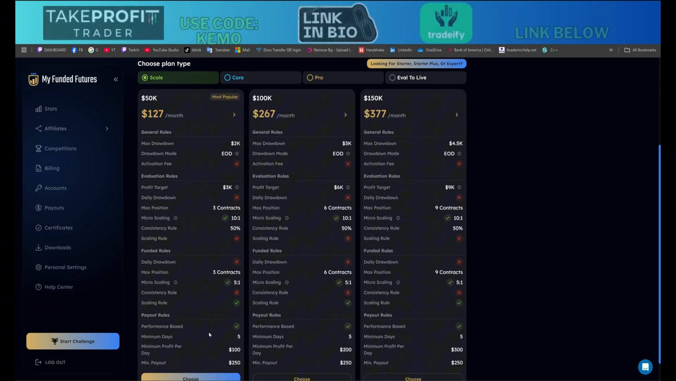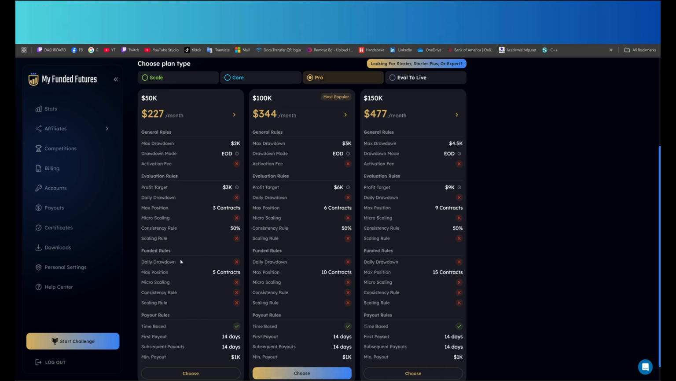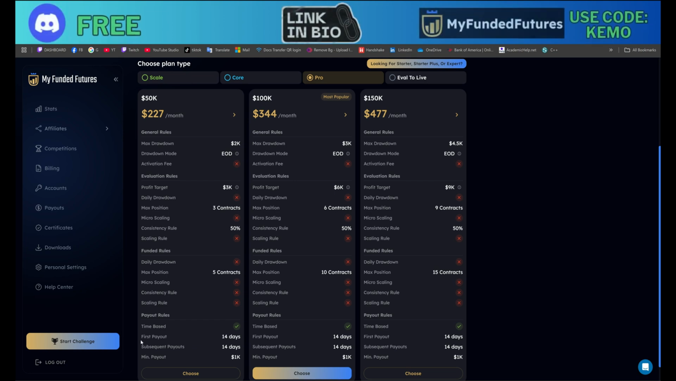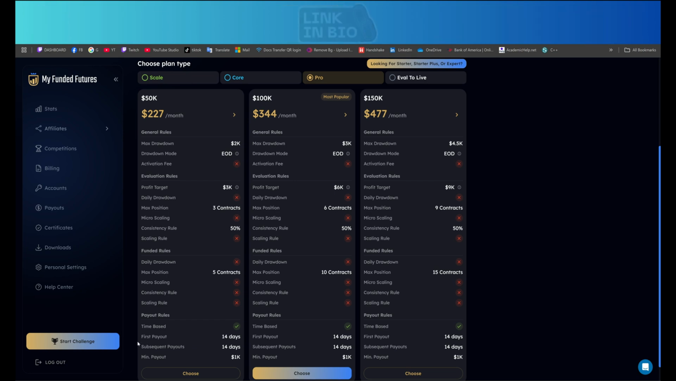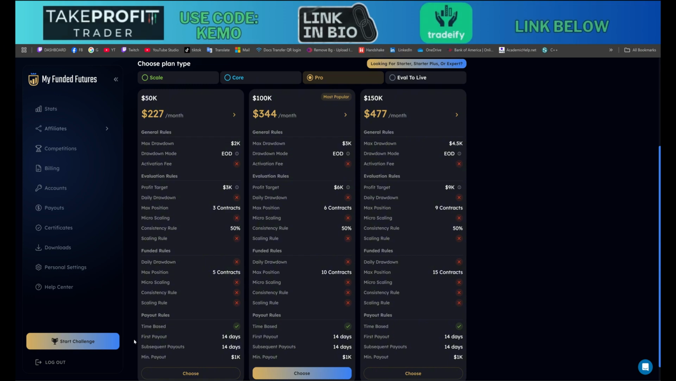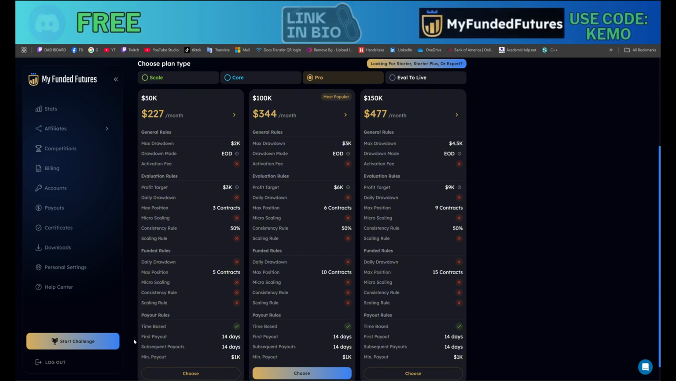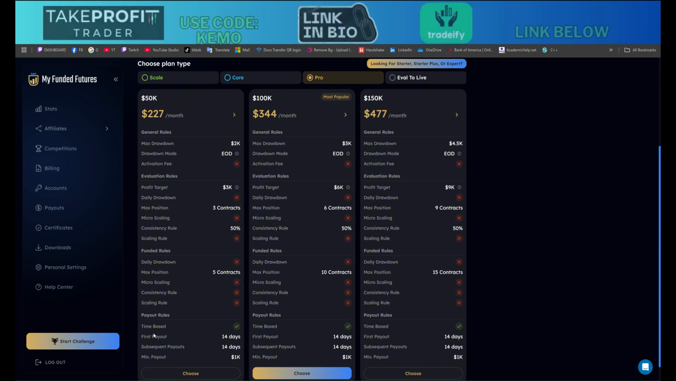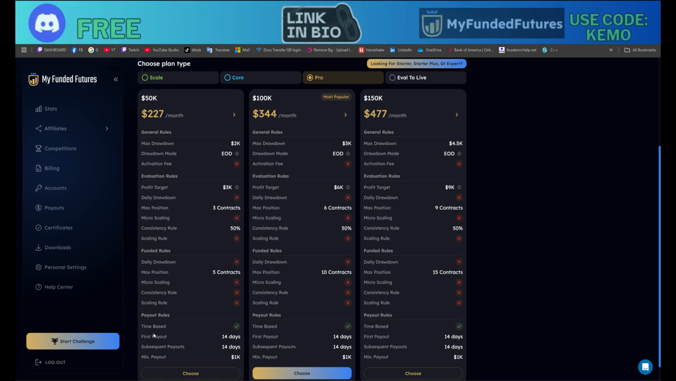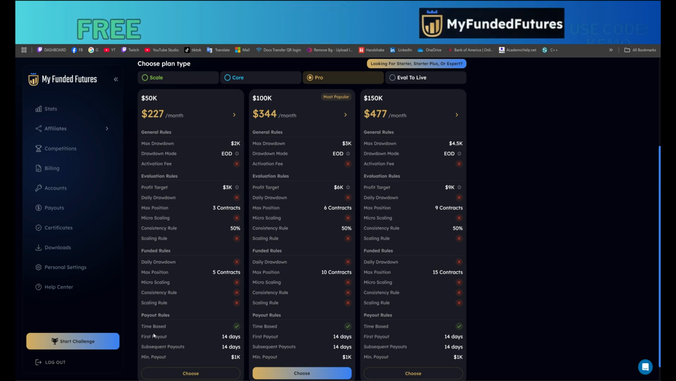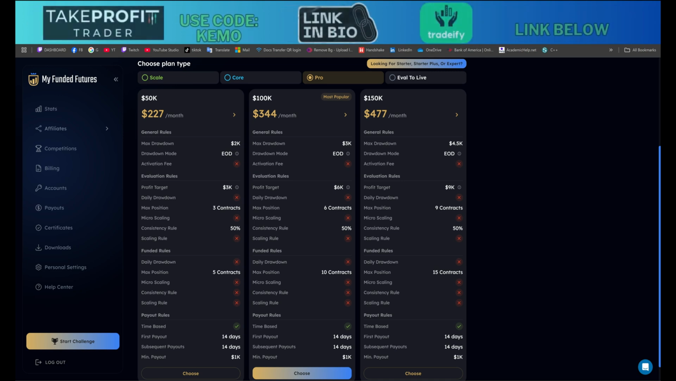Going to the scale plan, it's the exact same payout rules here. This is also where we have a difference between the pro and the other plans. You have to have the account open for 14 days, and I don't believe they have to be trading days. I don't believe that you have to trade for 14 days. It's just to have the account age for 14 days.